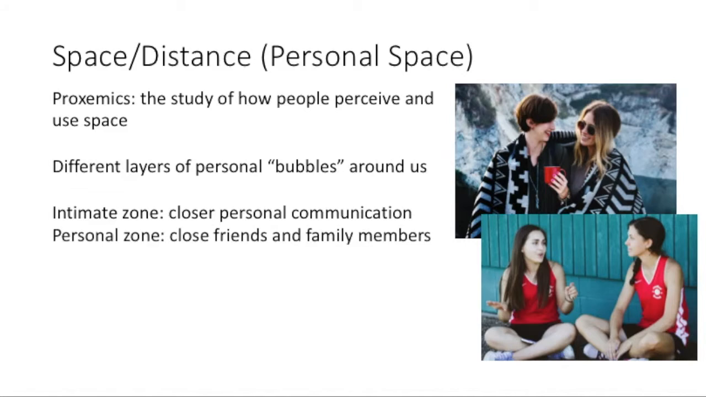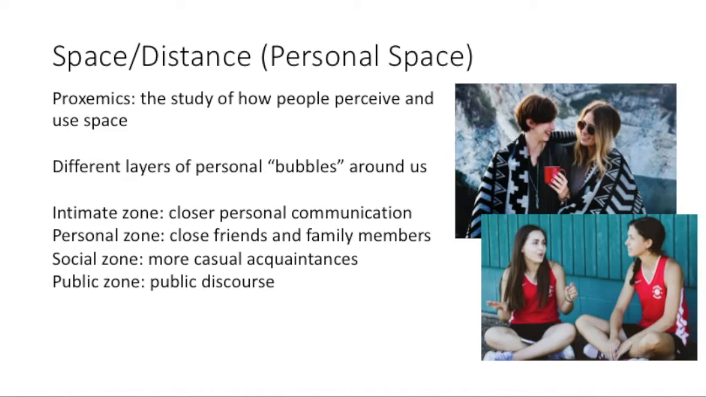Personal zones are generally still quite close and are generally reserved for close friends and family members. Social zones, which are usually around, say, 1.5 meters, are generally reserved for more casual acquaintances. And lastly, we have public zones, which is generally how close we expect people to get to us in terms of sort of general public discourse and engagements in public space.